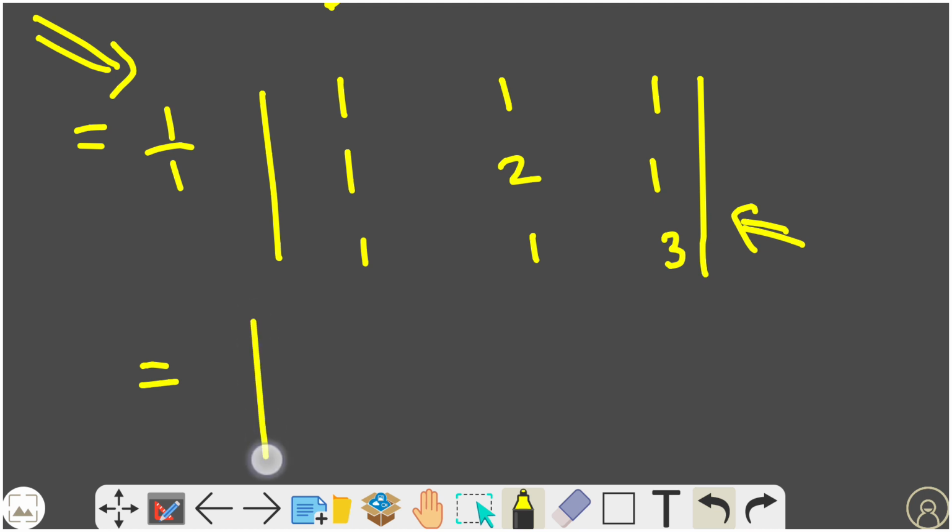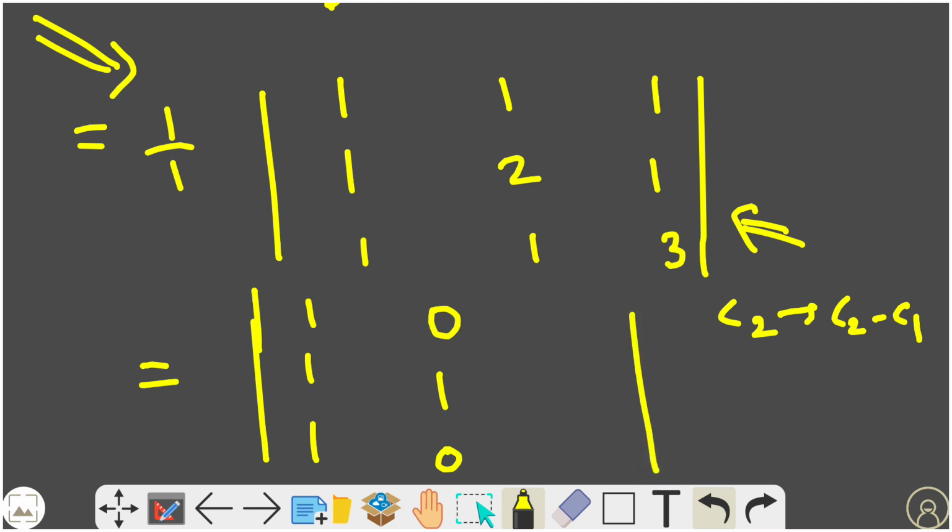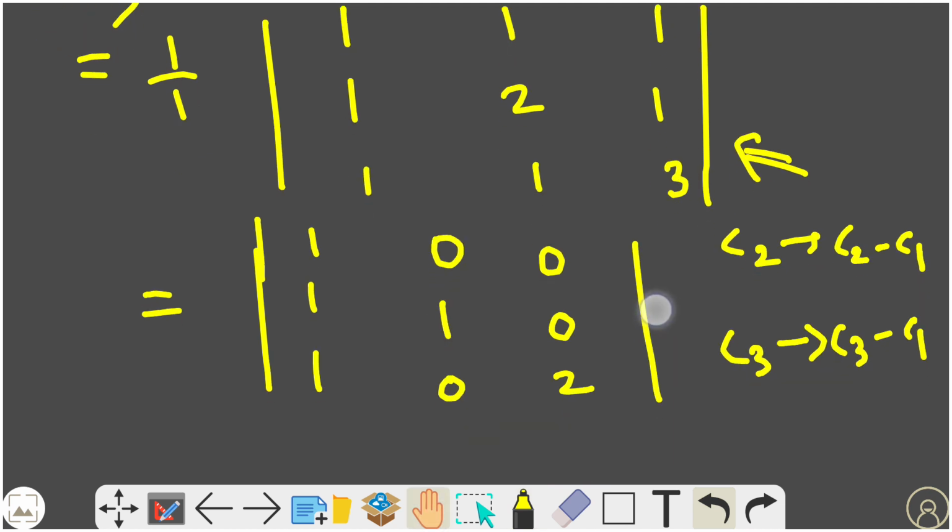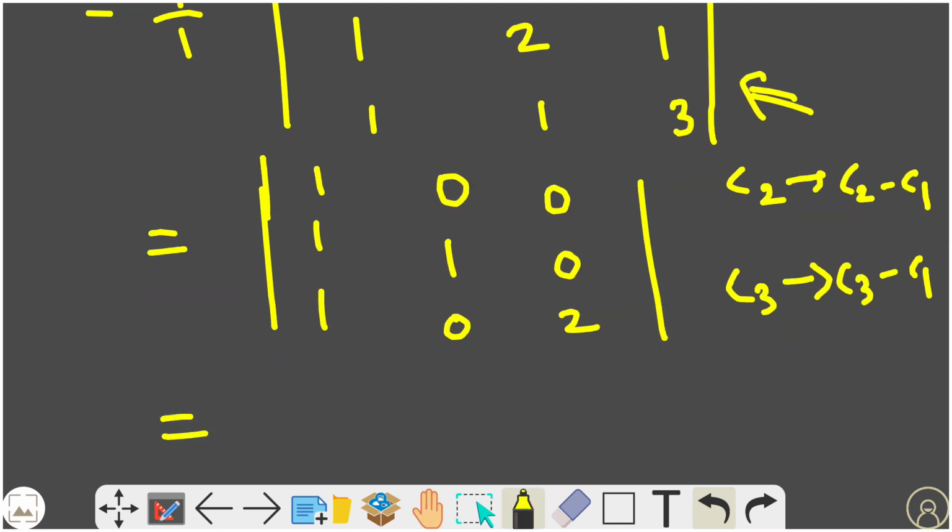Okay, so just include one more step here. C1 is column 1: 1 1 1. C2 becomes C2 minus C1, column 2 minus column 1. You will get 1 minus 1 is 0, 2 minus 1 is 1, 1 minus 1 is 0. C3 becomes C3 minus C1, so 0, 0, 3 minus 1 is 2. Now it is easy to find the determinant of this matrix, because these entries are 0. So 1 into 2 minus 0, so 1 into 2, which is 2.